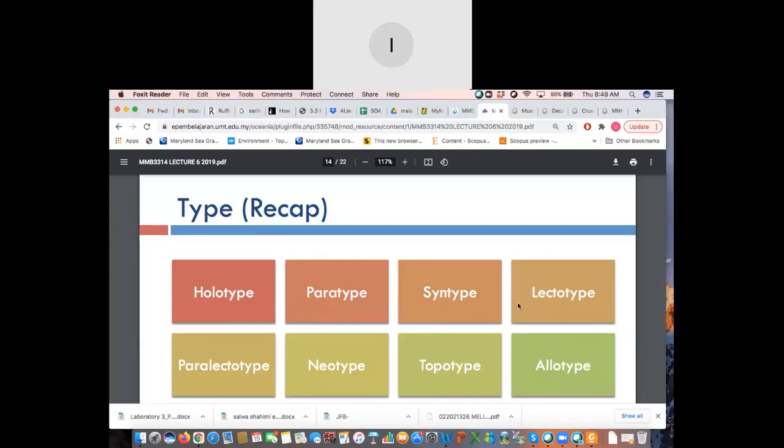But later on, if a later author is working on a syntype, and you're able to distinguish which one is the holotype and paratype of the author's description, the lectotype is equivalent to that of a holotype. And if you have other specimens, the rest become paralectotypes. And a neotype is only designated when a holotype or syntype or lectotype is not able to be found.